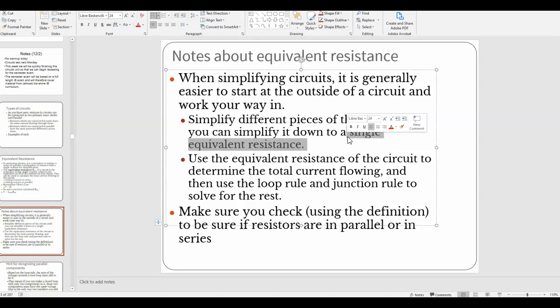Once you have that, then you can use that REQ value to find the total current flowing, and then you can use the loop rule and the junction rule to solve for the rest of the circuit. Okay, and so that's basically the approach we're going to be using to solve circuit problems.